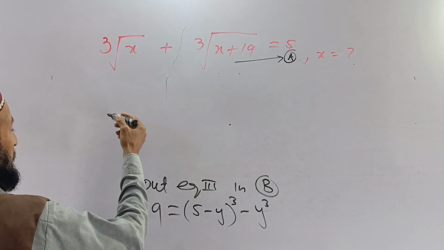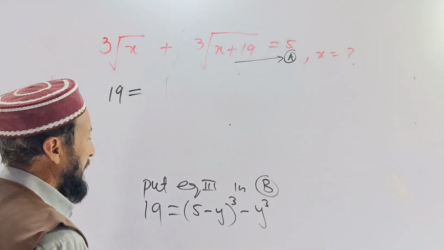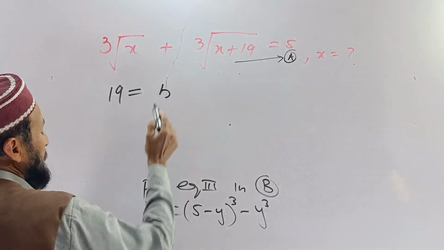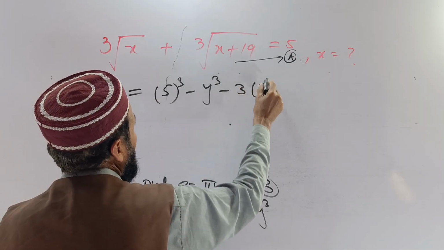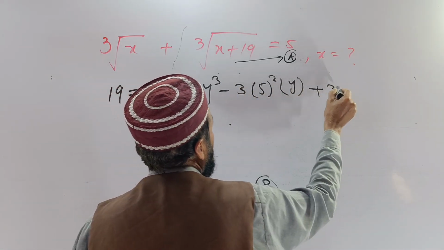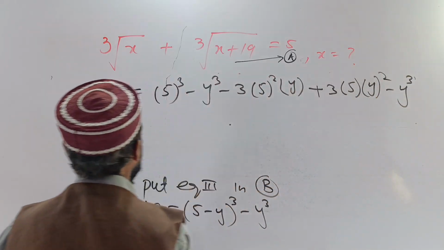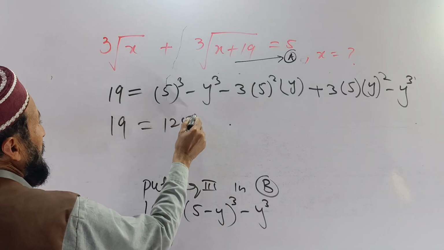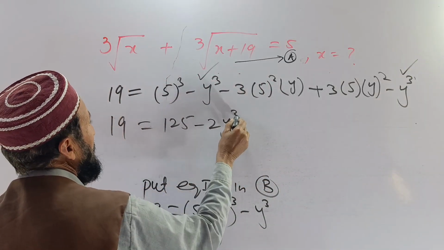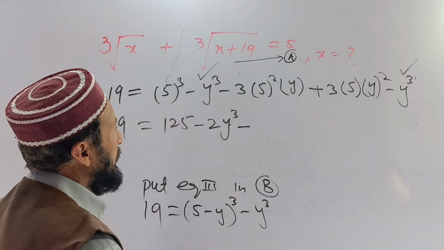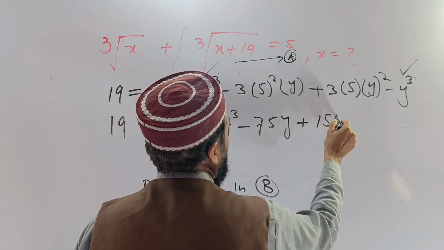Now simplify this result. 19 is equal to, we are using here the a minus b whole cube formula: 5 cube minus y cube minus 3a square b plus 3a b square minus y cube. 19 is equal to, we get here 125, and minus y cube and minus y cube, we get minus 2y cube, and this will be equal to 25 multiplied by 75y plus 15y square.